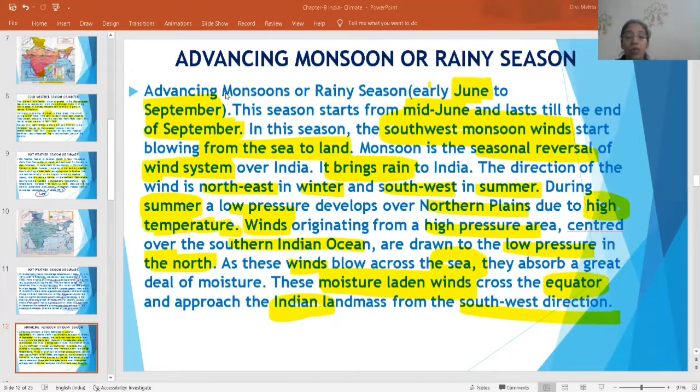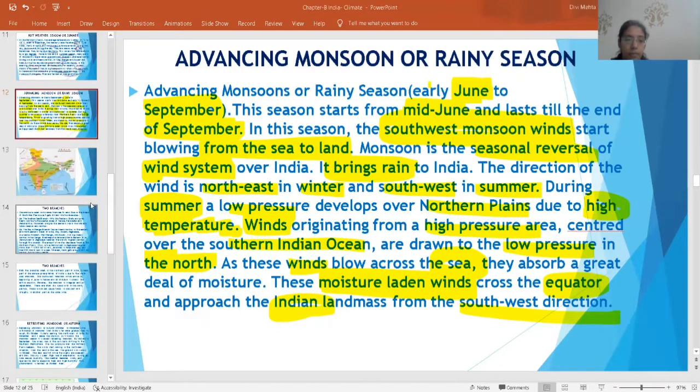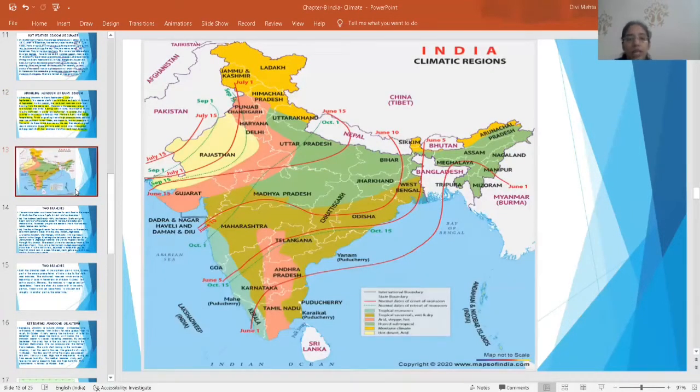This chapter is about the pressure areas, low pressure area, high pressure area, and in which direction the wind is blowing. This you need to understand. If you underline and read at home, only then can you understand this chapter. You can see this, it will help you.